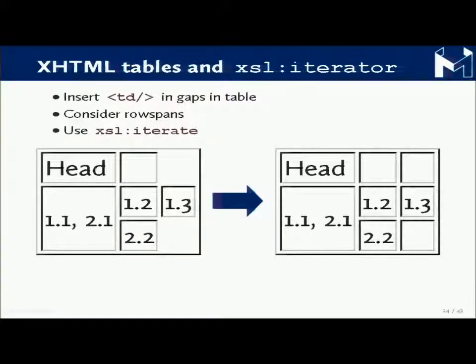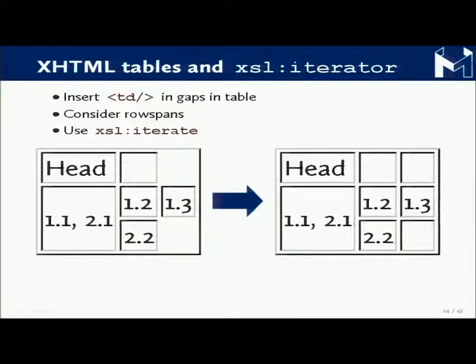So the second thing that I'll be looking at is XHTML tables in the XML, producing HTML output and inserting empty table cells where there is no table cell in the source. I mean, this isn't an edge receipt example. This is just to try out different things.